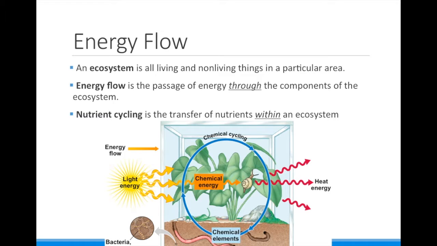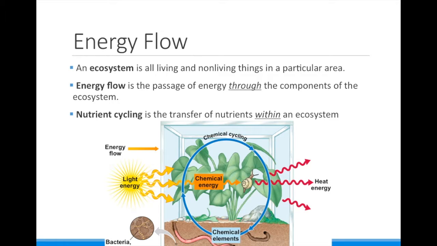Energy flows through a system, meaning that it enters, it is changed as it is transferred, and eventually leaves. Nutrients, however, do not move through a system. They are recycled within a system, and they are always inside of the system. This terrarium represents an ecosystem.